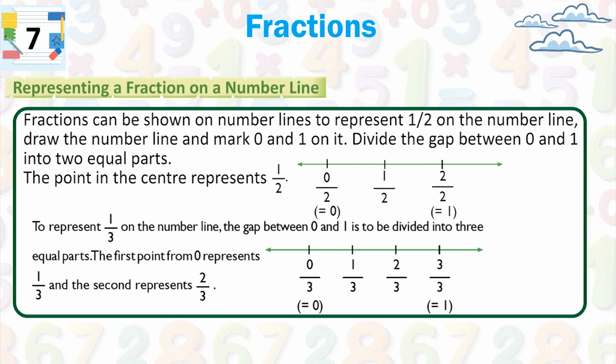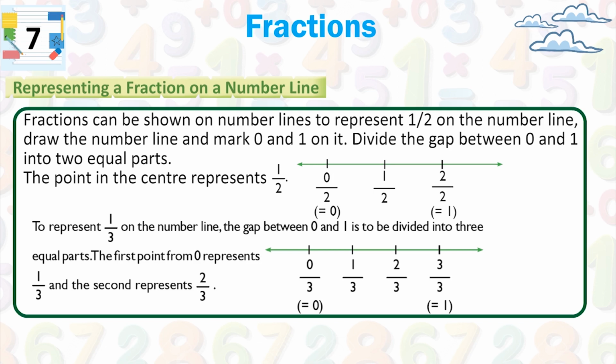Representing a fraction on a number line. Fractions can be shown on number lines. To represent 1 upon 2 on the number line, draw the number line and mark 0 and 1 on it. Divide the gap between 0 and 1 into two equal parts. The point in the center represents 1 upon 2. 0 upon 2 is equal to 0, 2 upon 2 is equal to 1.